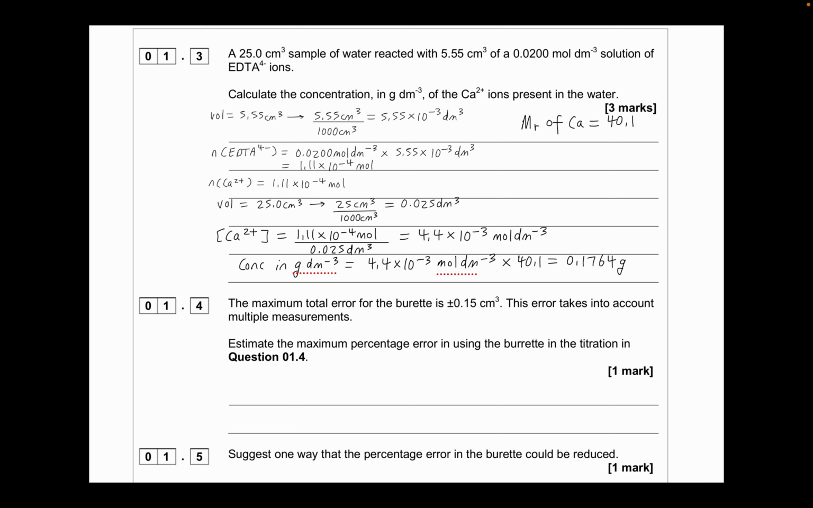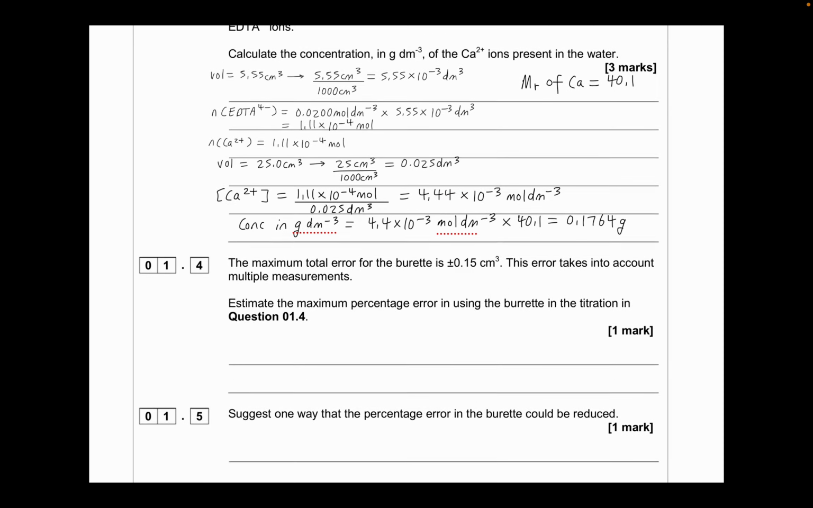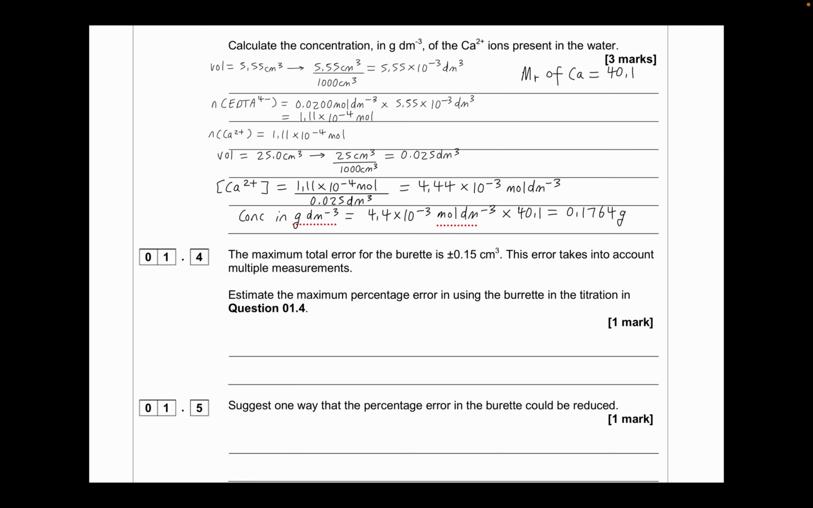I'm just going to check again some of the calculations. Sorry guys, when we divide 0.025, it actually becomes 4.44. I just put this in my calculator to check. Remember, these make a huge difference when you get even one number wrong. So it's going to become 4.44 times 10 raised to the power -3 times 40.1, which makes it 0.1780 grams. So it's going to become 0.178 grams per dm cubed. Remember, very important: grams per dm cubed. Just put all those units there.